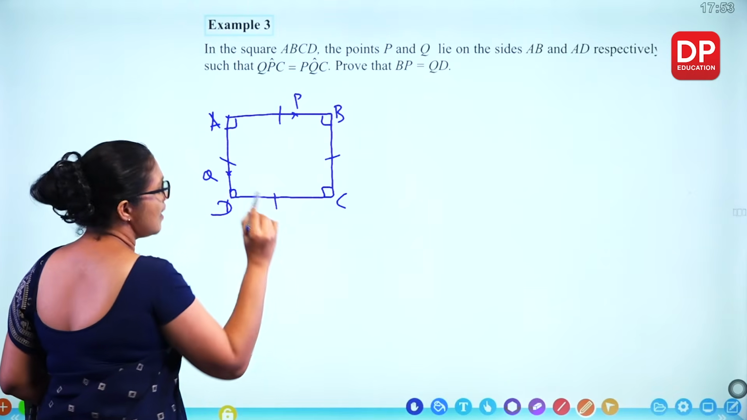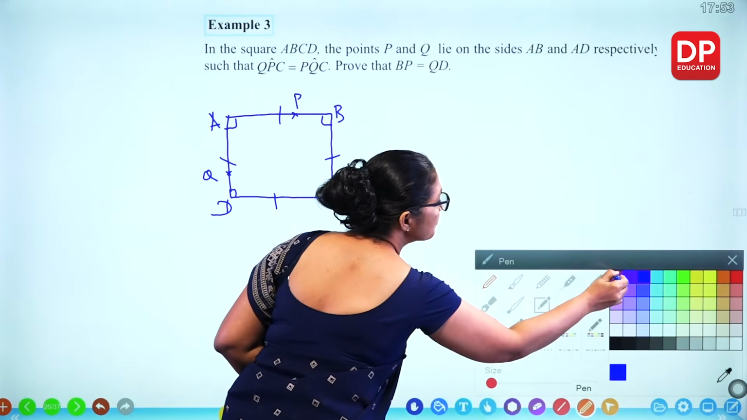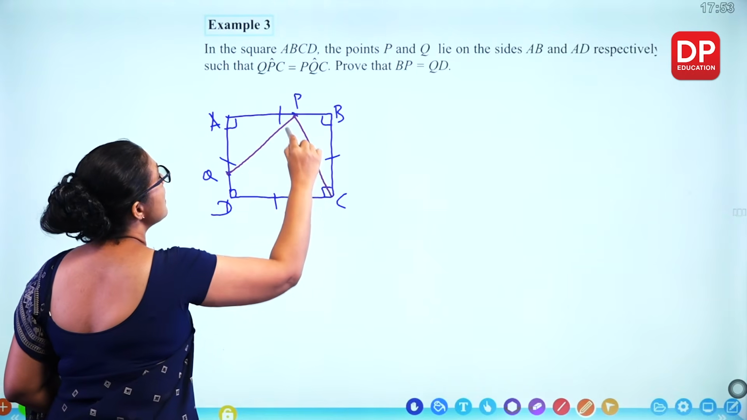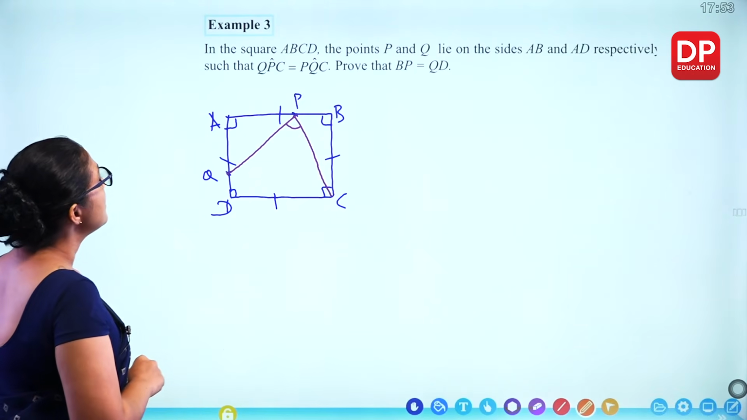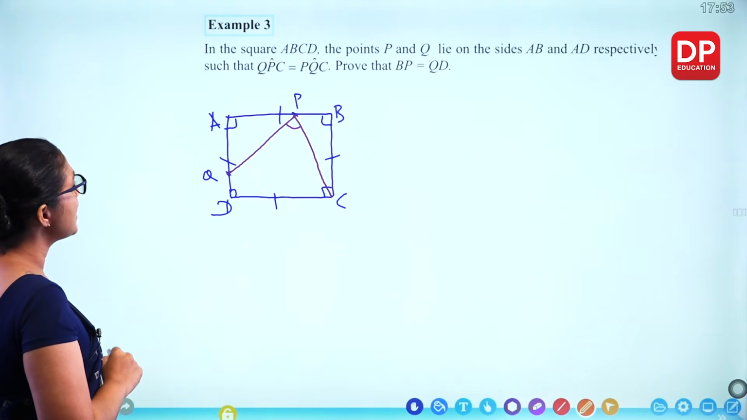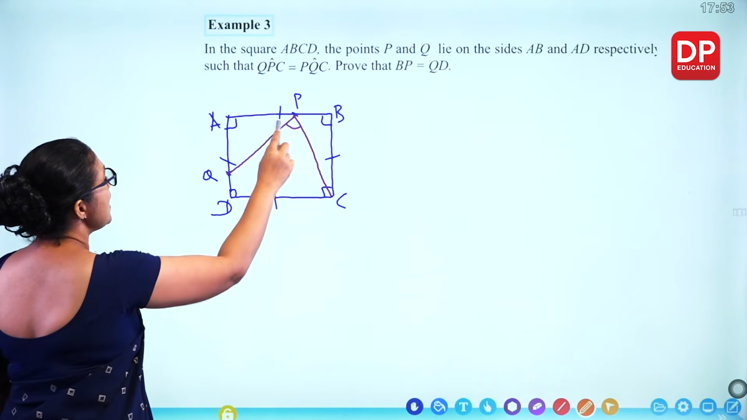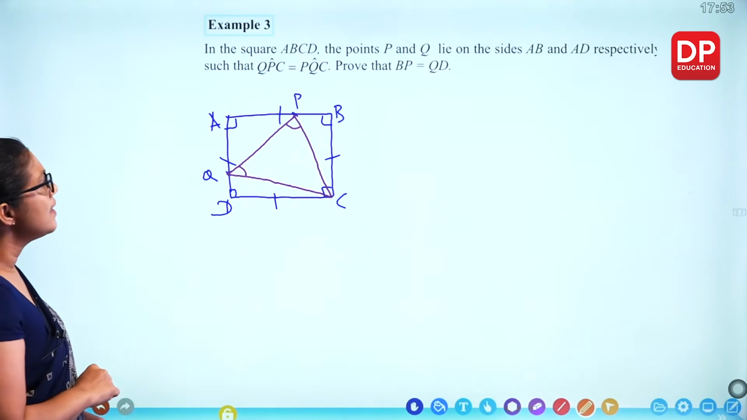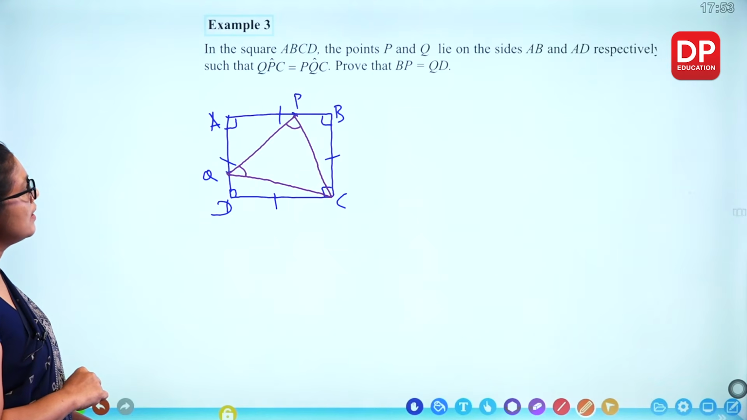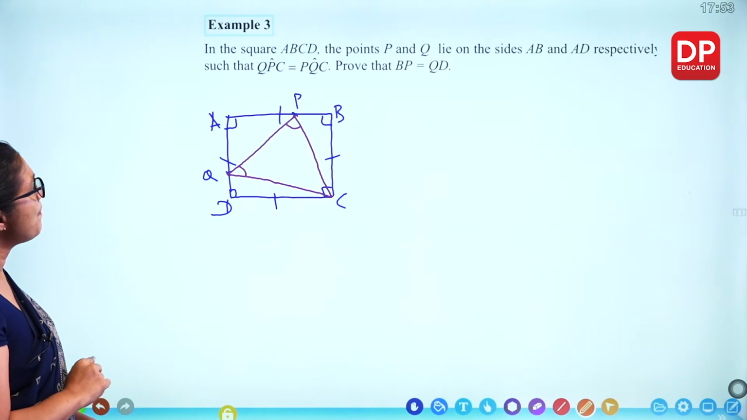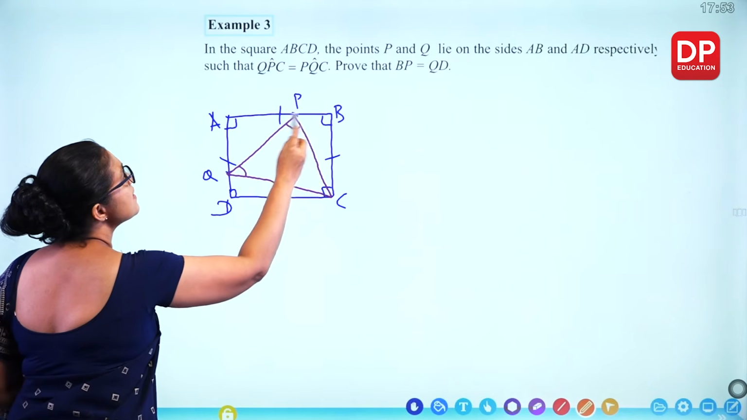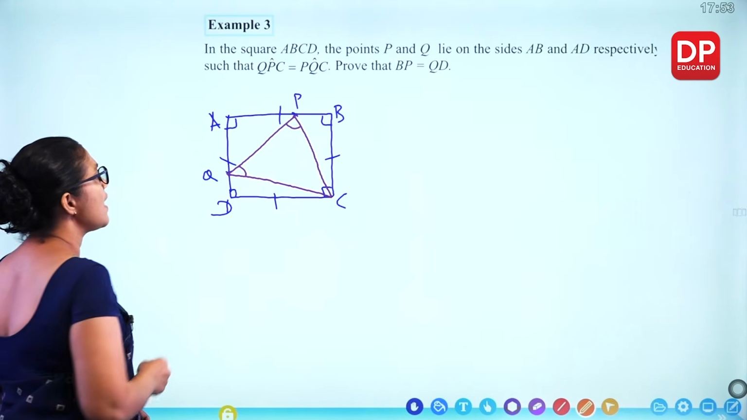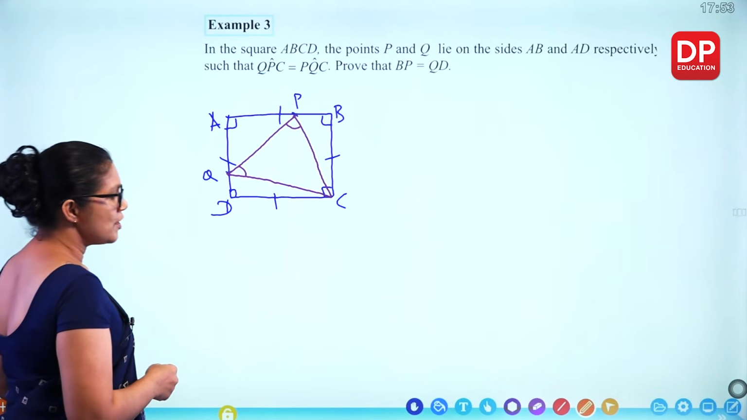So here I'll take another color. Angle QPC is equal to angle PQC. So it's given these two angles are equal. So prove that BP, that's this length, is equal to QD. So these two lengths are equal. So what can we do?